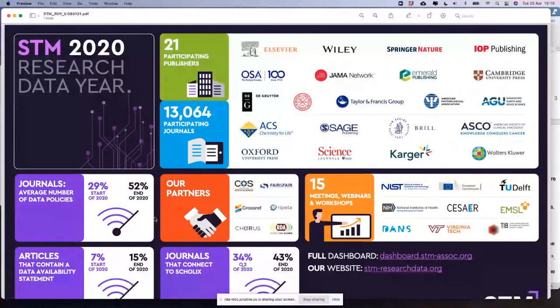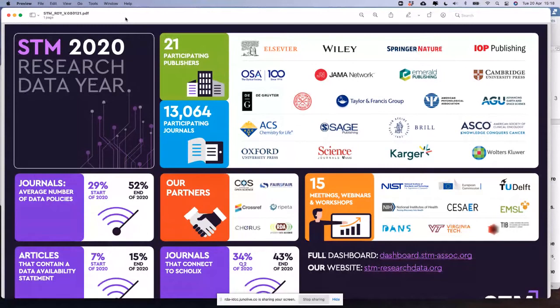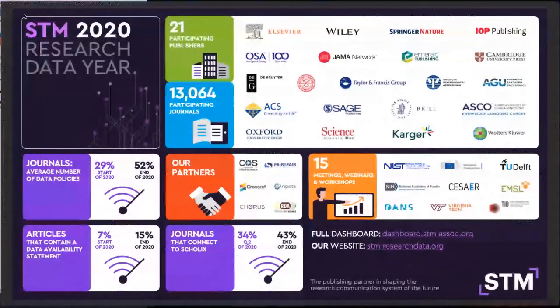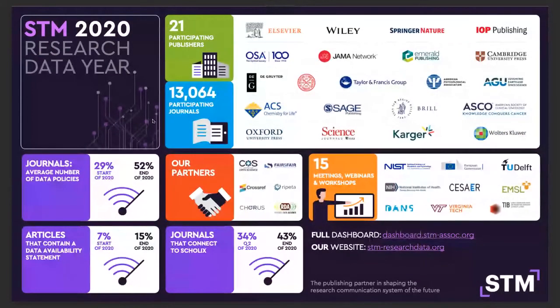We started the research data year last year, and the reason we started this is really a lot of the work that has been done at the RDA, but also at other organizations around research data. Development of research data policies, data availability statements, and of course, Scholix.